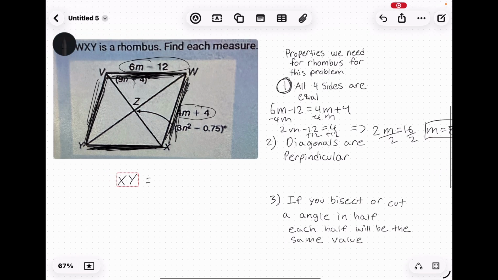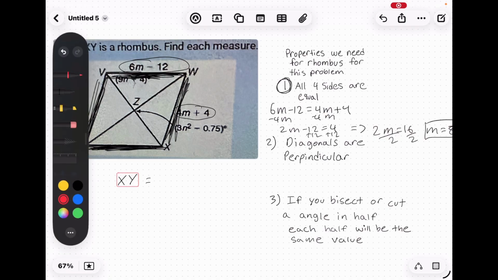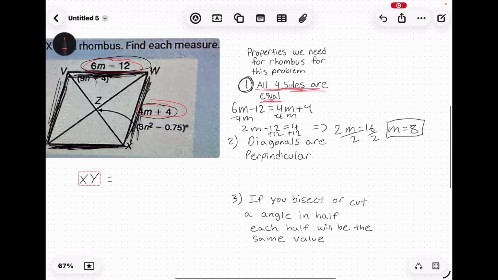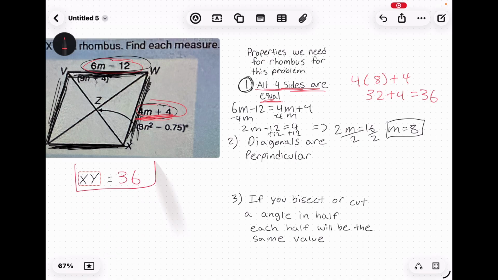It doesn't matter which one I plug it in. Let me change the color. I can either plug it in this one or I can plug it in this one. It doesn't matter because all four sides are the same. So I'm just going to choose this one, the 4m plus 4. So that'll be 4 times 8 plus 4. So 32 plus 4 is 36. So XY would be 36.